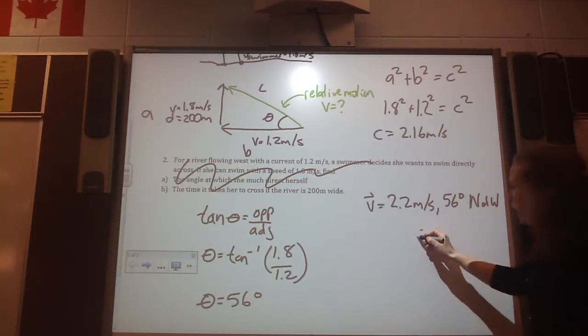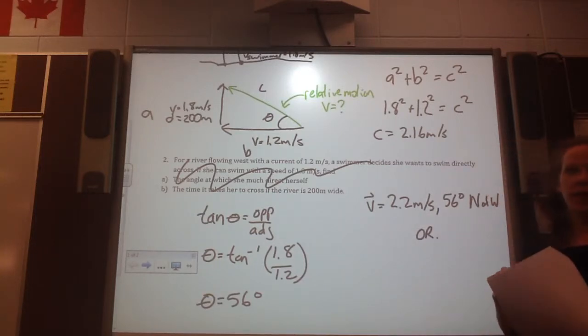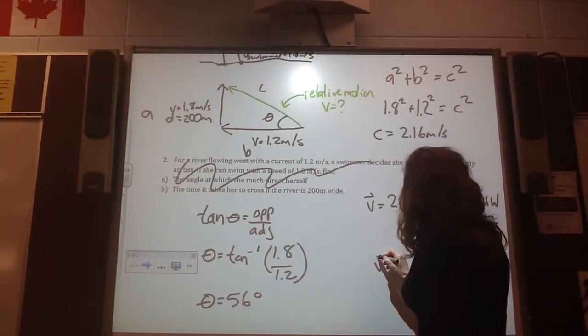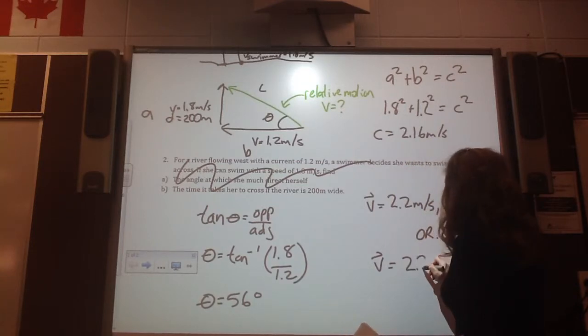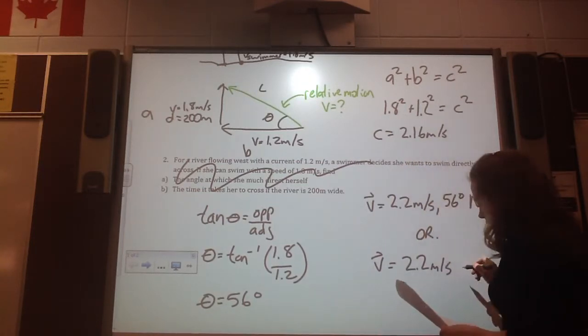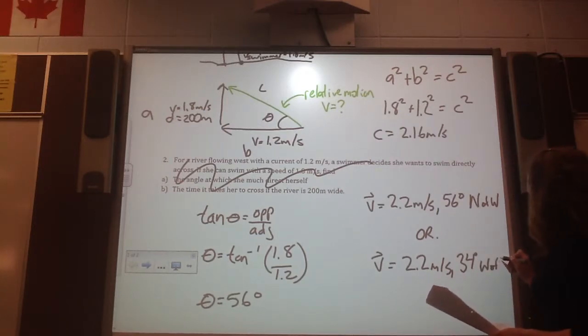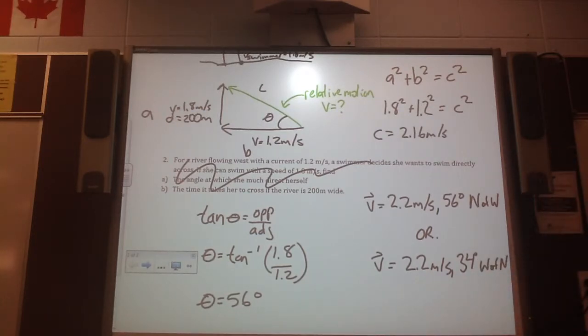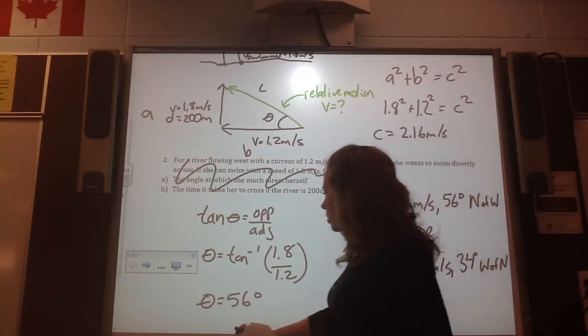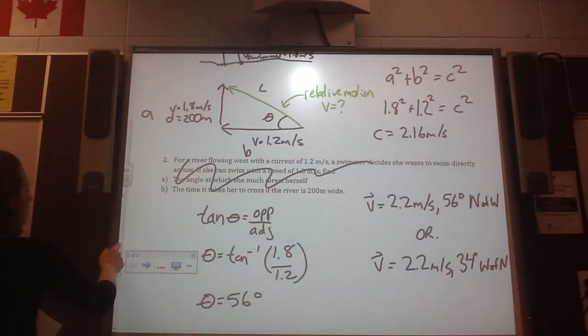Also, an acceptable answer, if you drew your vector diagram a little differently, or if you just calculated it differently, could be 34 degrees west of north. Either one is correct.